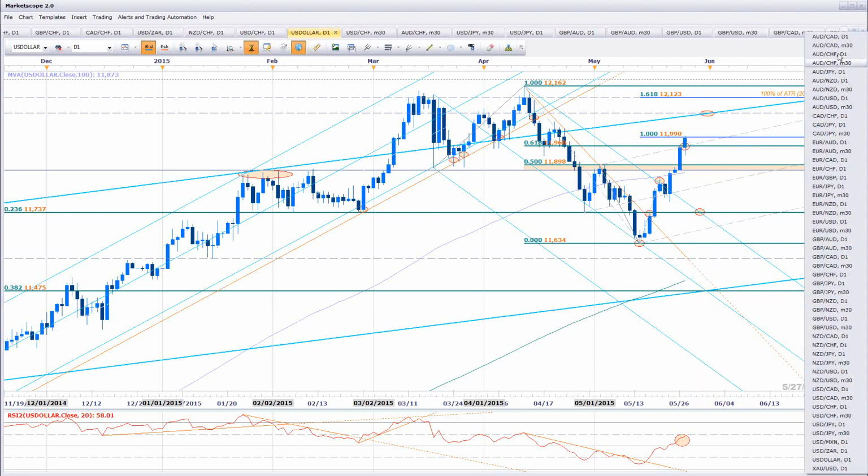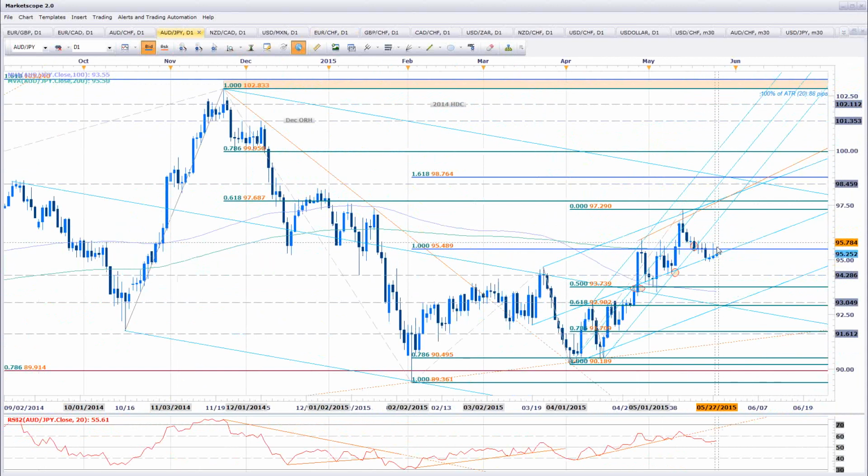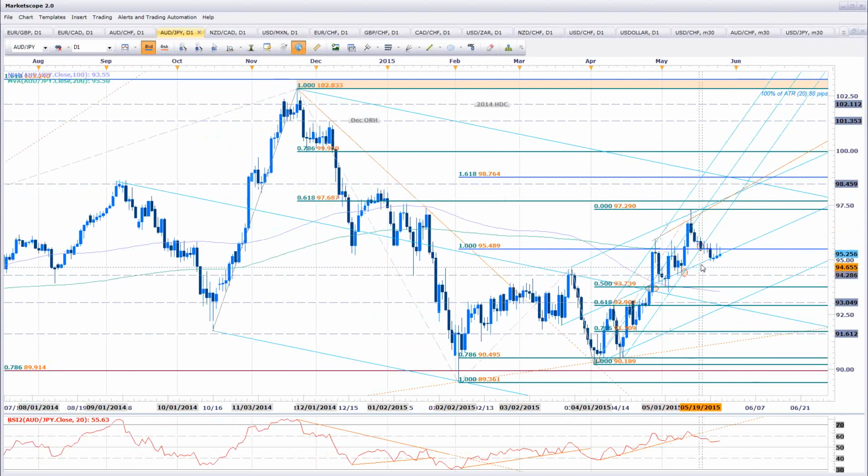Aussie yen, which was on the scalp radar yesterday, didn't give us much play, so I kind of left it off the radar last night. But I'm still in focus here below 95.50, right? That's going to be for me, on a closed basis, a validation for a near-term rebound off of this same slope line we've been following.